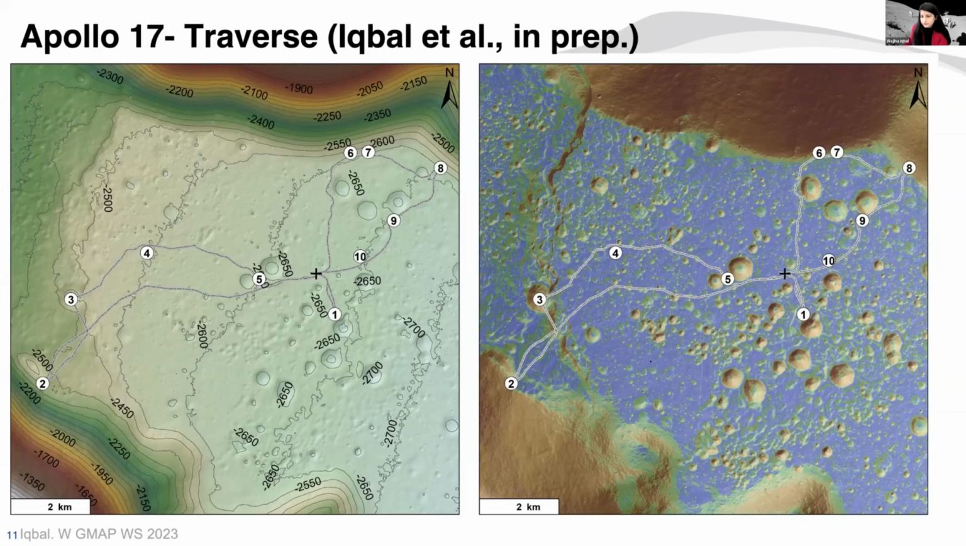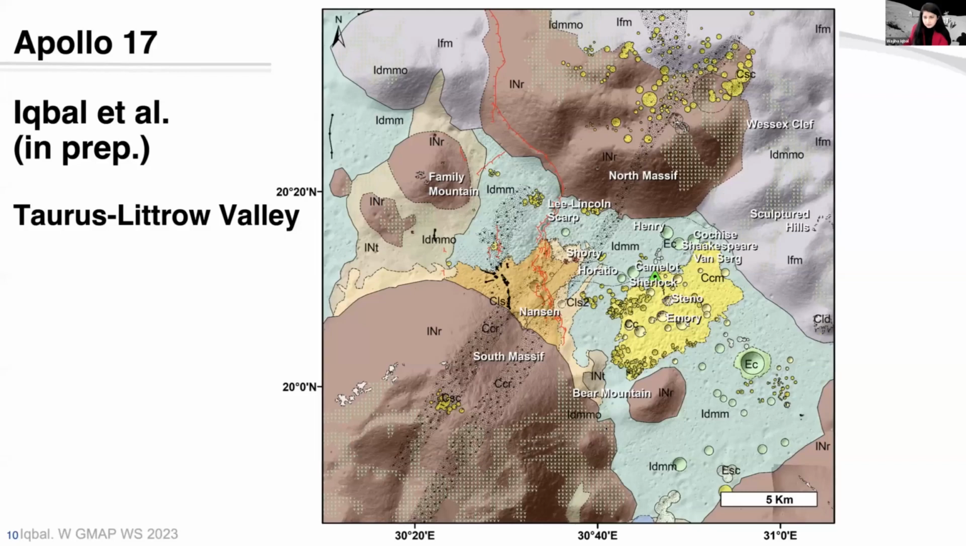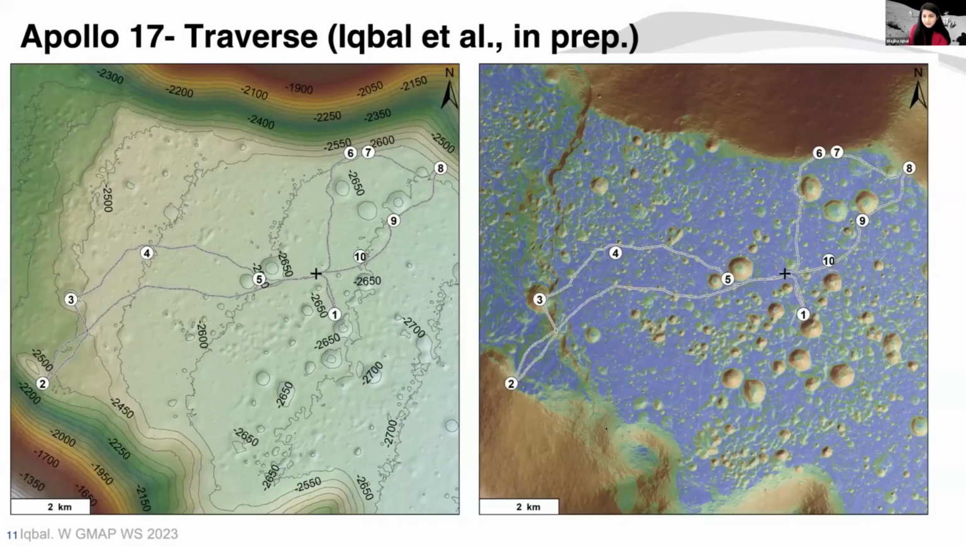Everything blue is below 5 degrees, and everything red is above 30 degrees. Here we can see that the traverse was continuously on slopes of 5 degrees. Even when they had to choose a path which was a bit higher, they decided to take a traverse which doesn't have higher slopes.